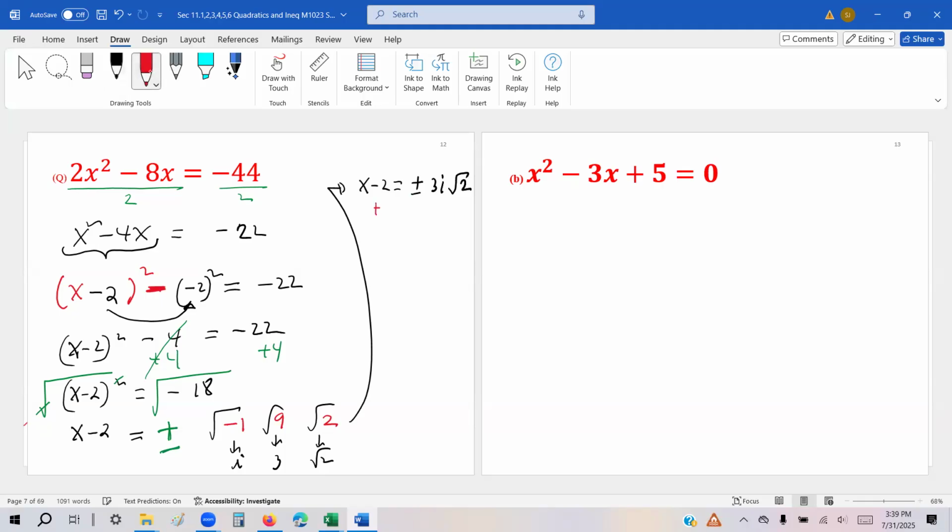The last thing we do is add 2 to both sides. 2 is a single number, and then 3i square root of 2 is one whole thing, so you actually cannot combine them. So the answer is 2 plus minus 3i square root of 2. As long as it's not inside the radical, you're fine. You can write 3 square root of 2i, it's fine.